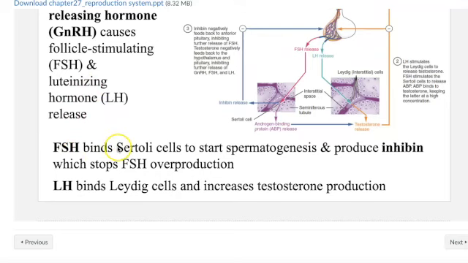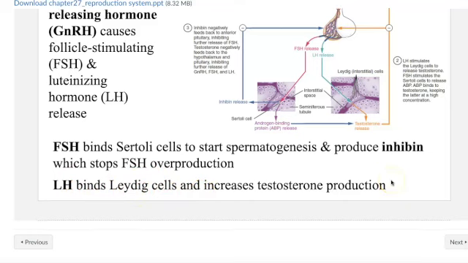FSH binds to Sertoli cells. Okay, Sertoli cells make sperm, and produce inhibin, which stops FSH from overproduction. LH will then bind to Leydig cells to increase testosterone.